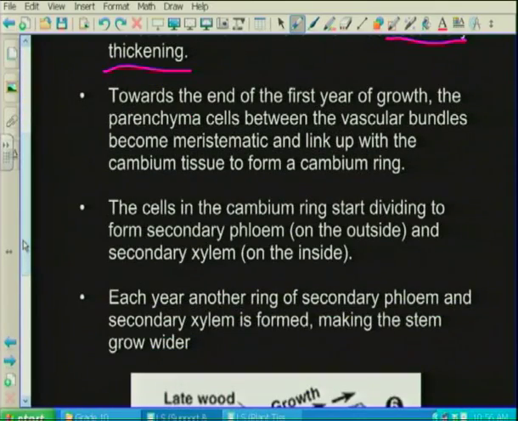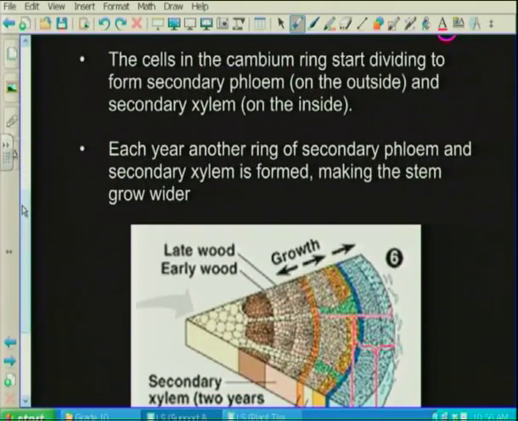So the parenchyma cells between the vascular bundles become meristematic, and they link up with the cambium, and then they form a cambium ring. So now this cambium ring starts dividing. Remember, you have your phloem on the outside, your xylem on the inside, and in between them you have your cambium ring. Now these cells have become meristematic. They start dividing. The phloem divides to the outside, the xylem divides to the inside, and now you have your stem increasing in width.